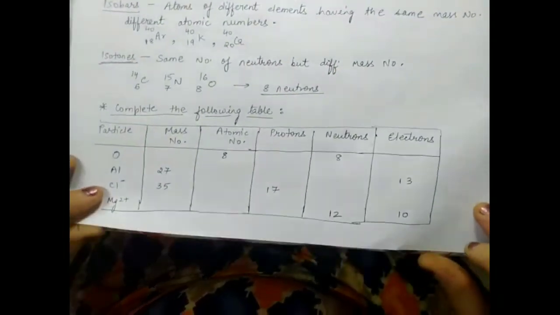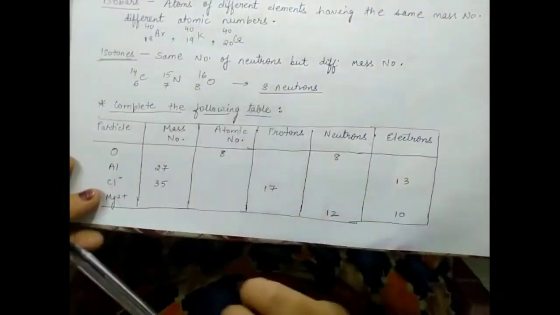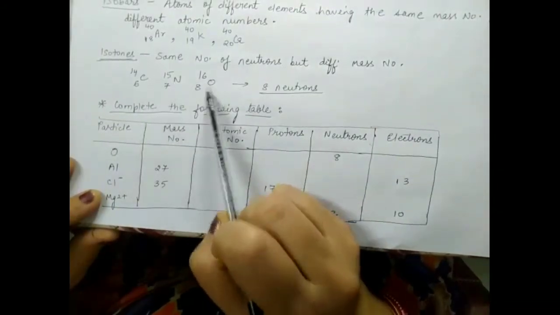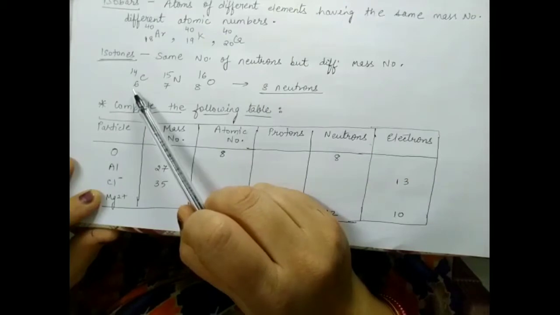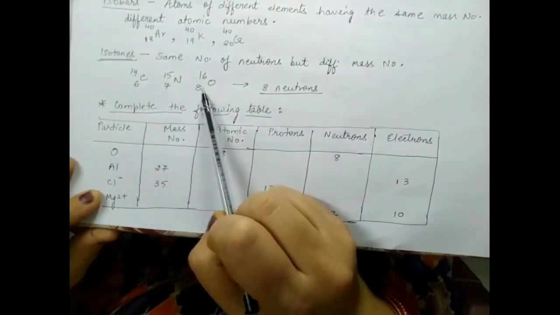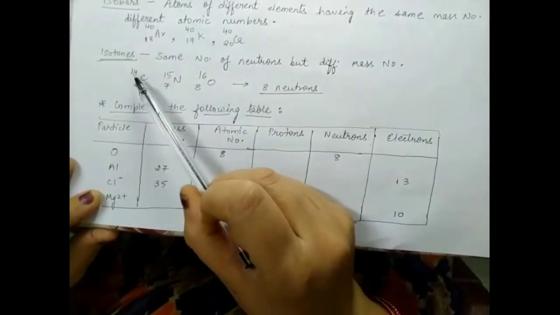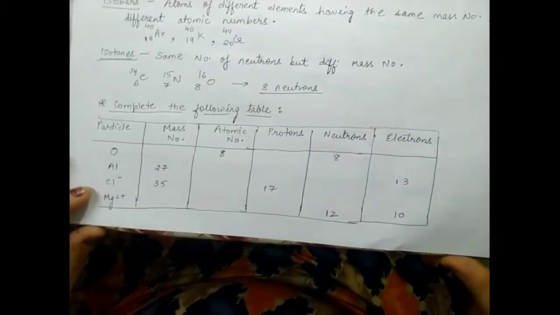Now isotones. Isotones have same number of neutrons. Examples I have taken: this is carbon, this is nitrogen, this is oxygen. Number of protons, that is atomic number, are 6, 7 and 8. Mass number is also different, 14, 15 and 16. But if you subtract these two, your neutrons will come 8. So all these have a total of 8 neutrons.